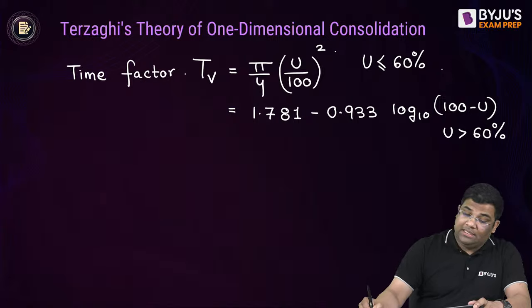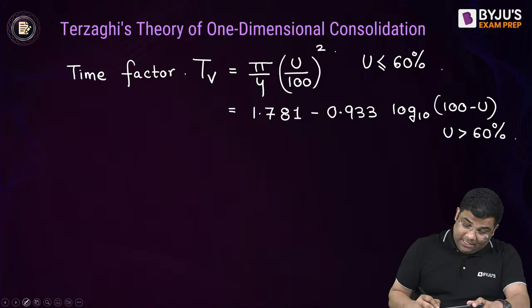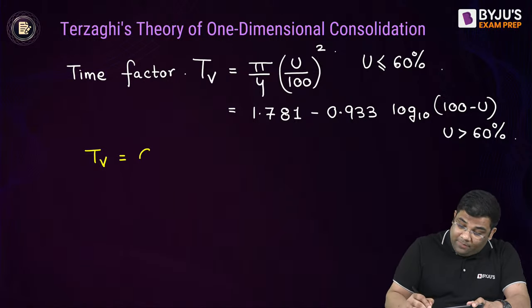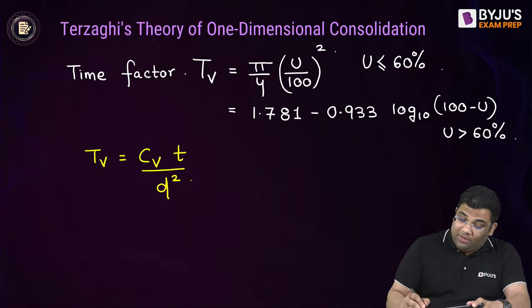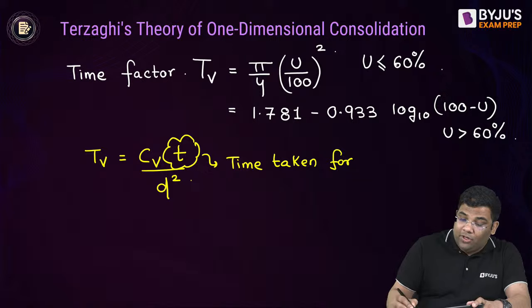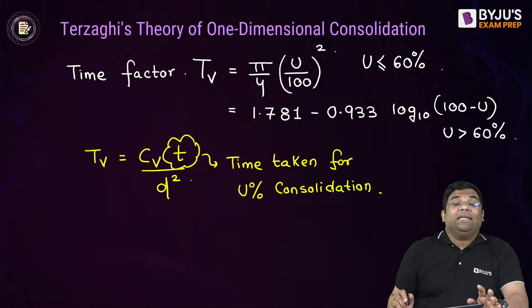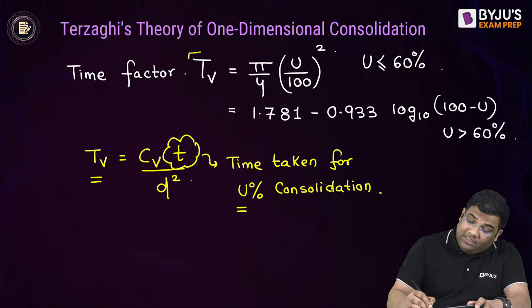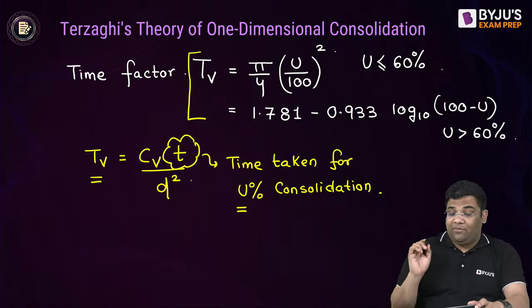Now what we do with this TV? This TV can be related to the time taken for consolidation by this equation: CV t by D square, right? Now what is this t? This t is the time taken for U percentage consolidation. We saw how to find out degree of consolidation in the earlier slide. So once you get the degree of consolidation, for that degree of consolidation, you can find out TV by using these equations, yes.